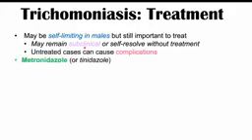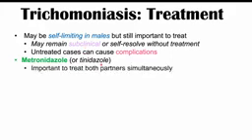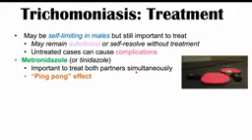So the treatment of trichomoniasis is going to be by metronidazole or tinidazole. Now, what's going to be important with regards to treatment of trichomoniasis is that it's going to be important to treat both partners simultaneously. So if you were to only treat one partner, what can happen is we can have something called the ping pong effect. So the ping pong effect is essentially where this infection can ping pong or go back and forth between partners. So that's why it's important to treat partners simultaneously.